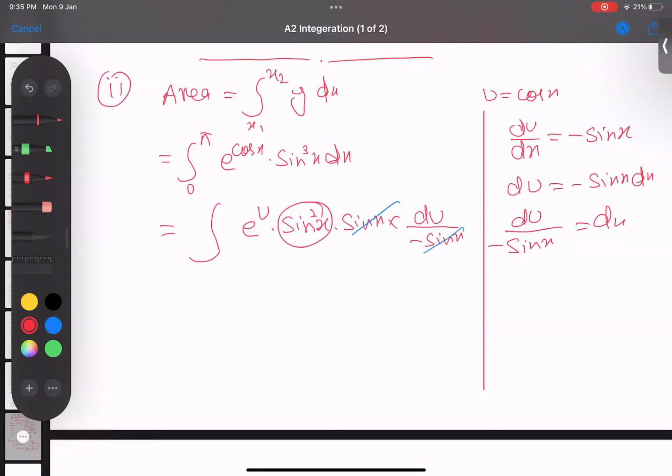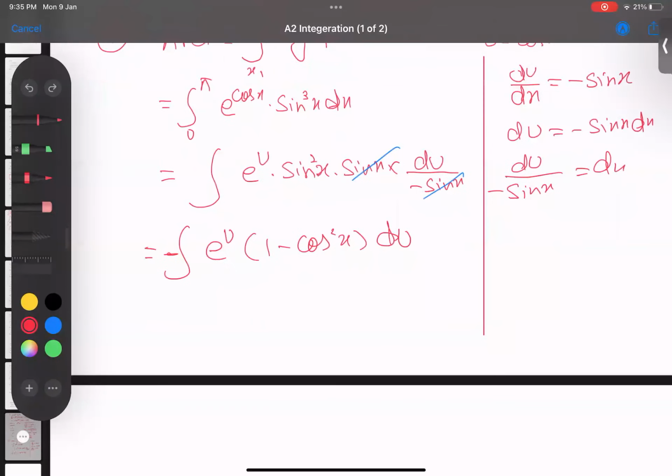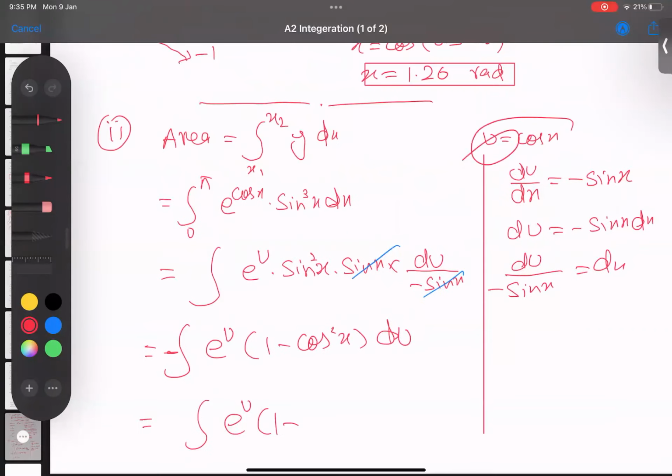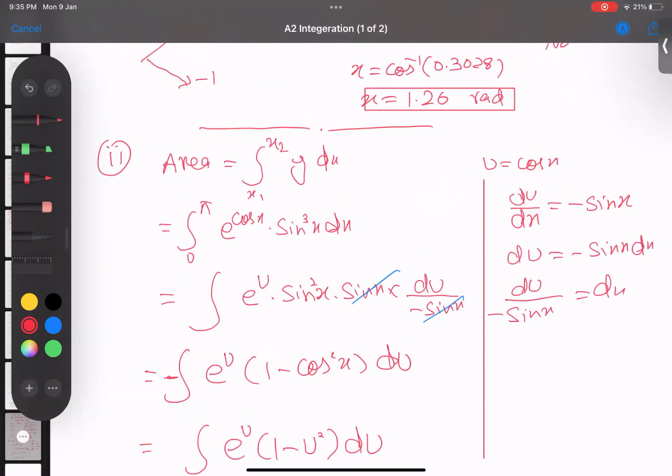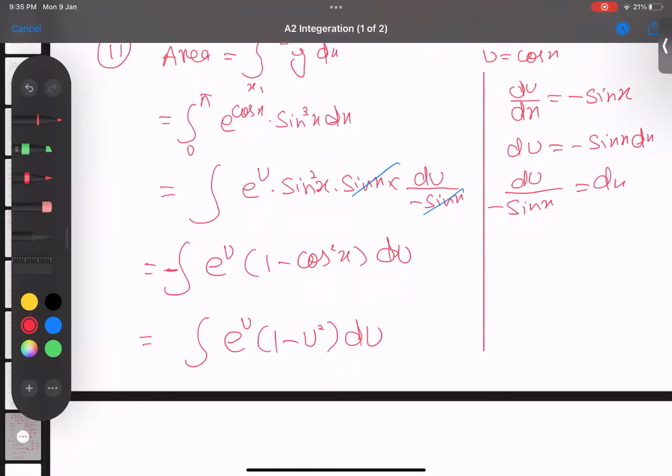And you know very well sine square is 1 minus cos square. So I'm writing here 1 minus cos square du. And this minus sign, I'm writing it outside. Okay, now I can say that e to power u and 1 minus, because cos is u, so I can replace u square. This is u square and du. So let me recheck. Yeah, correct. Now, what is the next plan?